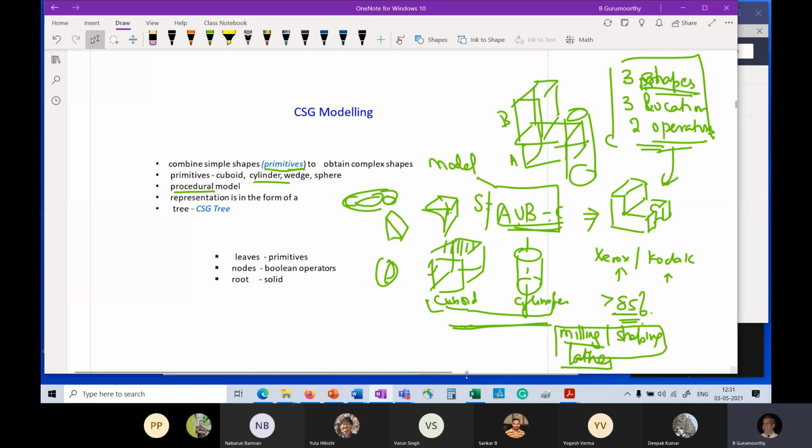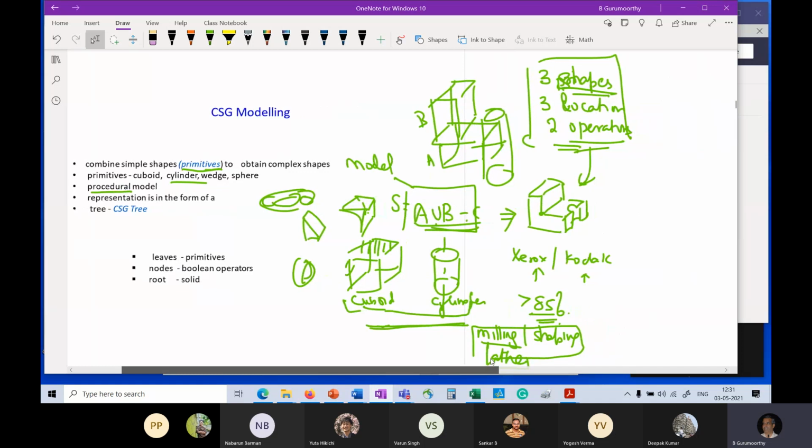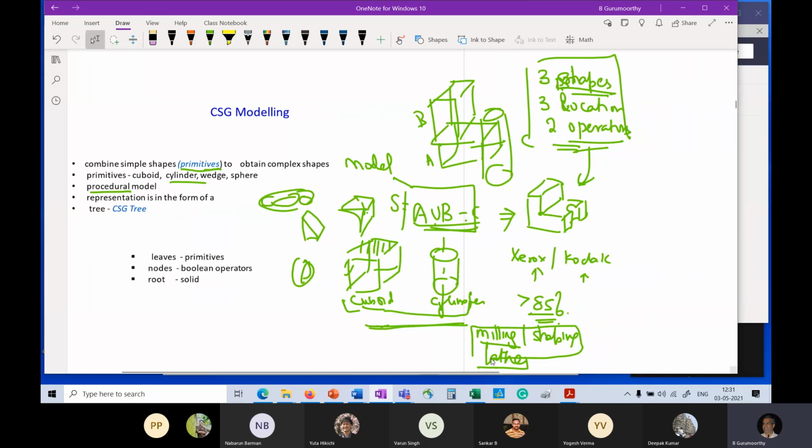Maybe I should go this way. Okay, it is the following: I store my primitive A and my primitive B, and say that these two have to be combined by union operation. And then I define a primitive C and say that the result of this union operation and this primitive must be subtracted. And then I get my solid of interest. Okay.